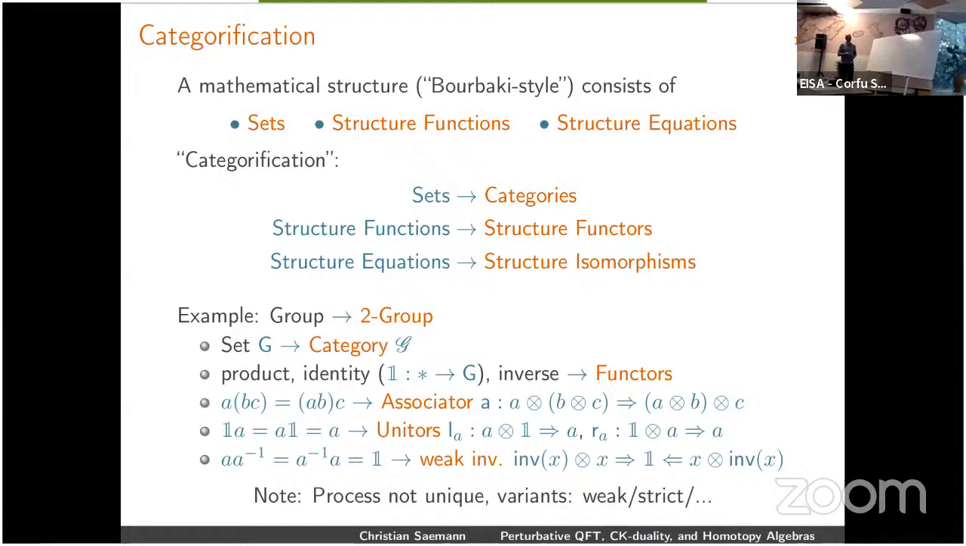So as an example, let's do that quickly for a group. And we get a two group. So for a group, you usually have a set. Okay, let's replace it by some category.